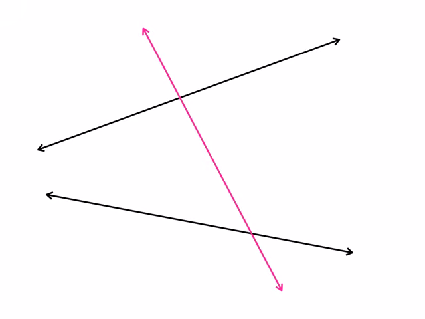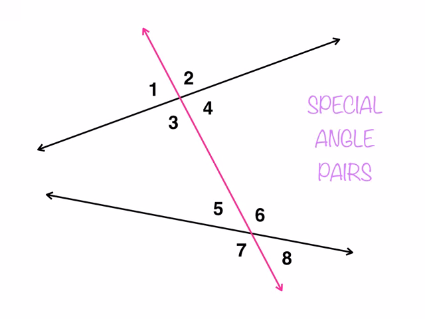Looking at our picture, how many angles have been created by the two lines and the transversal? 1, 2, 3, 4, 5, 6, 7, and 8. 8 angles have been created. These angles create special angle pairs. That's right, they're special. And special angles must be given names. So in this video, I'm going to teach you the 5 different kinds of special angle pairs created by transversals.